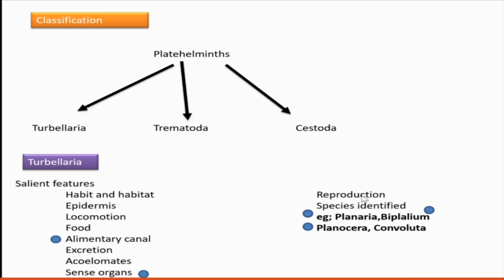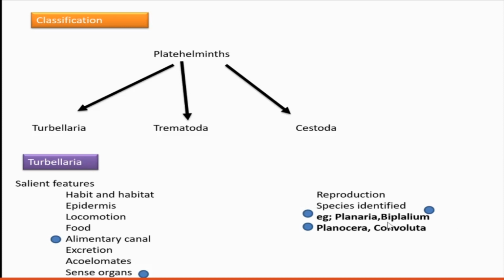Then reproduction is mainly by sexual means, and asexual reproduction by fission is also observed in this class. They also have the capacity for regeneration. And also they are hermaphrodites, another important point. Hermaphrodites means both male and female gonads are present in the same individual. Almost 3000 species have been identified so far under this class.